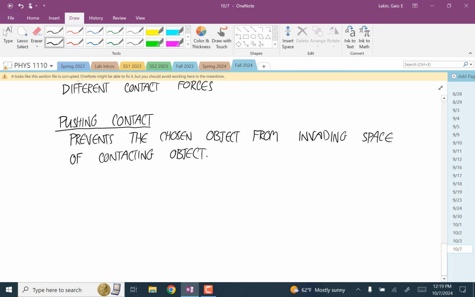So a pushing contact, the direction of this force is always perpendicular to the surface of contact, toward the chosen body.